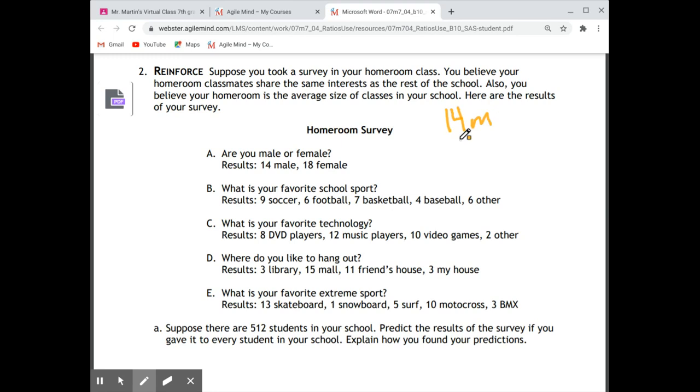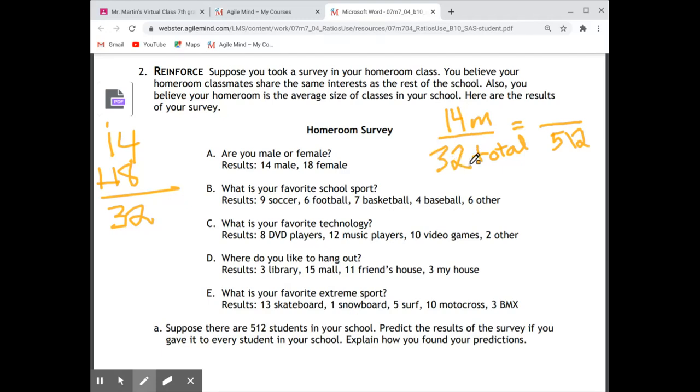And how many students are there in total? How would you find out how many students there are in total? 512. That's how many students there are in the school, but what about in the classroom? How could we figure out how many are in the classroom? You would add 14 plus 18. Good. I got 32. You are 100% correct. Good job. All right. So we get 32.